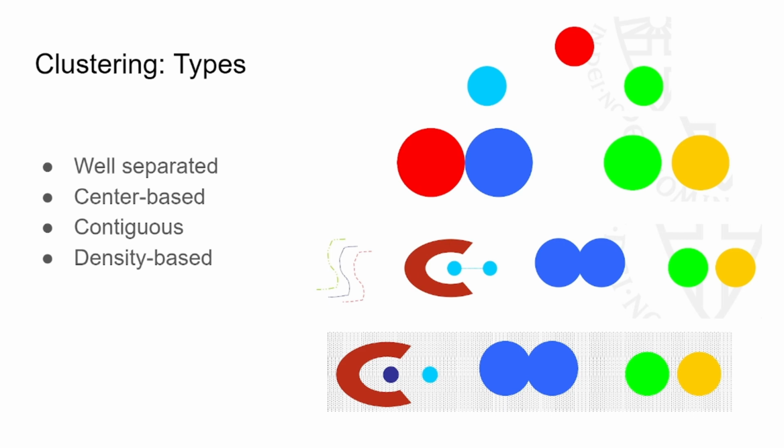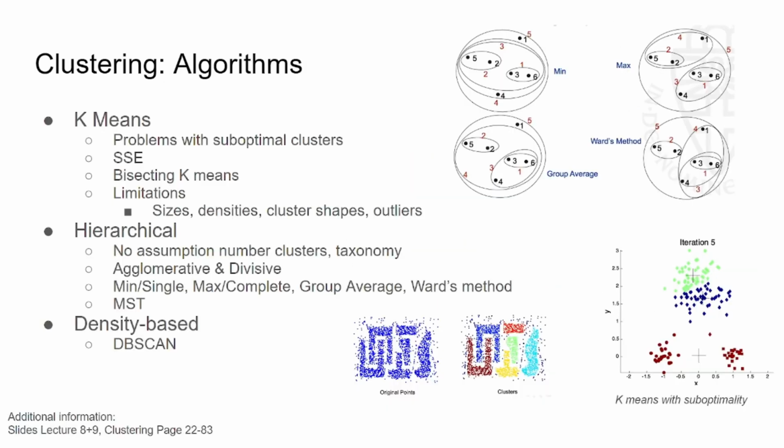And finally you have density based, where the density of the data points matters, and that makes the difference for the cluster also. Continue with the clustering algorithms. The clustering algorithms, well, obviously it's a ton of them. Let's start with the k-means one.